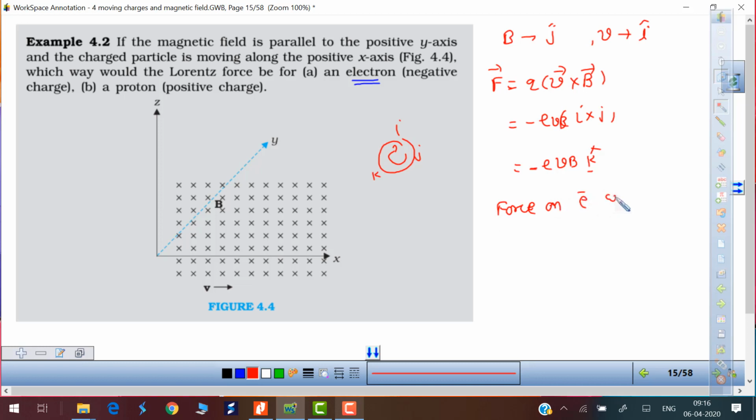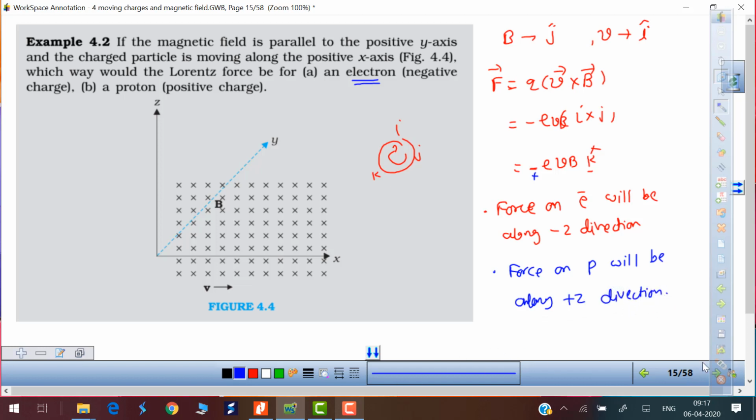So force on electron will be along minus z direction. Okay, and what is second? Proton. If it is proton, then this is the positive charge. So force on proton will be along plus z direction.